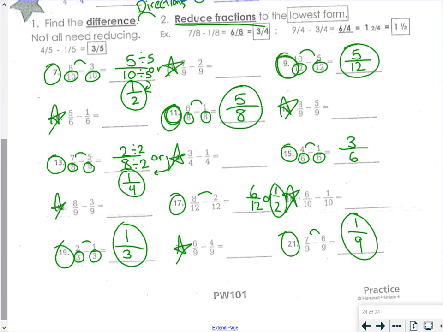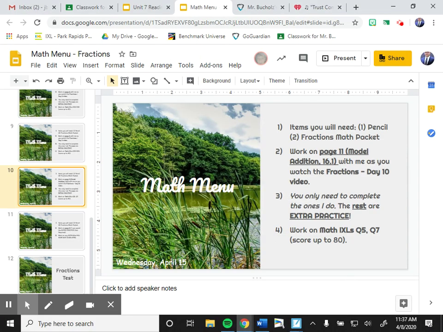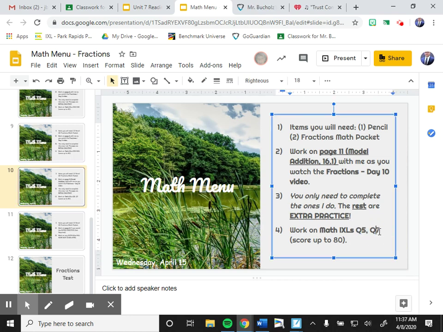Okay. Remember, you need to do IXLs Q5 and Q7. Okay. You don't need to do Q6, just Q5 and Q7. Okay. Otherwise, let me know if you need help. Remember, you need to have like fractions, or like denominators, and you just have to subtract the numerators, okay? Or add the numerators. All right.